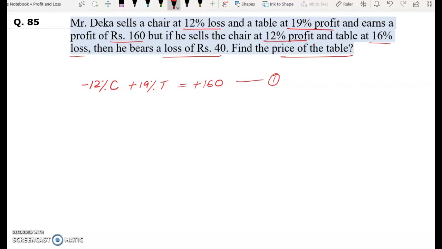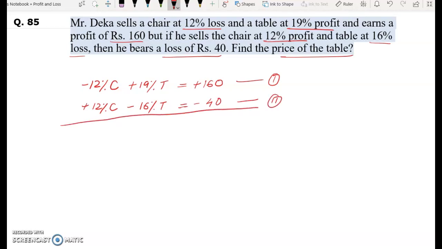Now if he sells the chair at 12% profit and table at 16% loss, then he bears a loss of rupees 40. This means if he sells the chair at 12% profit, profit means plus, and table at 16% loss. Loss means minus 16% of table. This gives him a loss of rupees 40. Loss means minus, so this is 40. Let's say this is equation number 2.